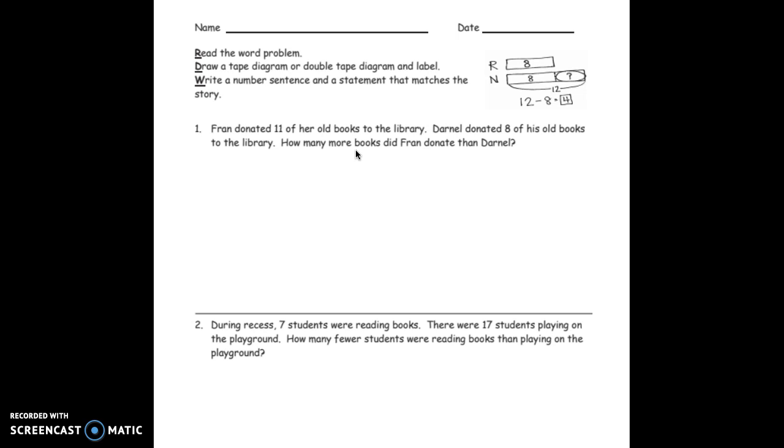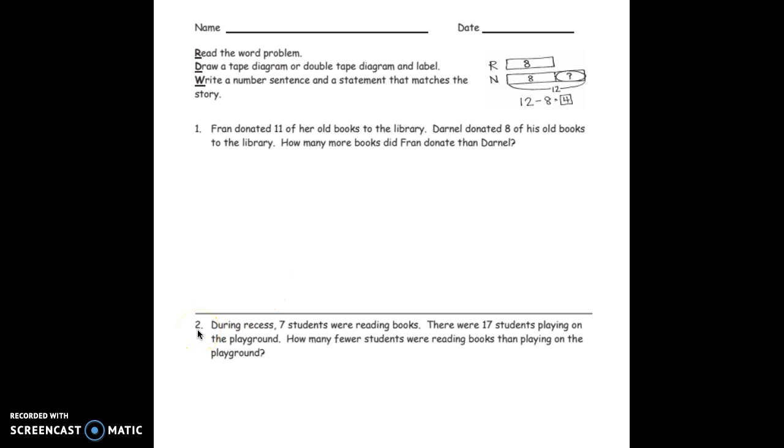Again, draw a tape diagram or double tape diagram that's labeled to help you solve the problem. Don't forget to write a number sentence and a statement that matches the story. If you want to push pause right now so you can work out the word problem, do that now.